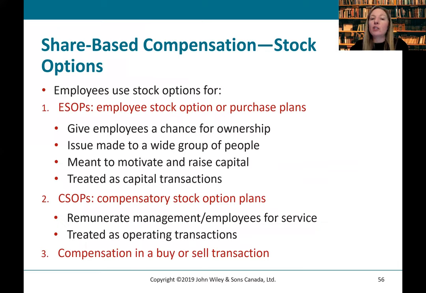Okay, employee stock option plans or ESOPs. These give employees a chance for ownership in the company. The issue is often made to a wide group of people and it's meant to motivate employees and raise capital. The underlying transactions here will be treated as capital transactions. Compensatory stock option plans or CSOPs are part of remunerating management and employees for service, and they're treated as operating transactions because they're seen as related to salaries expense.